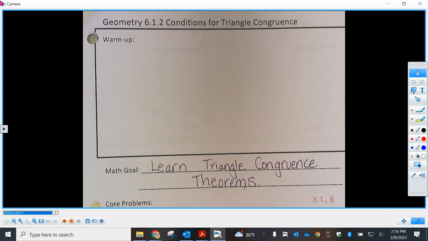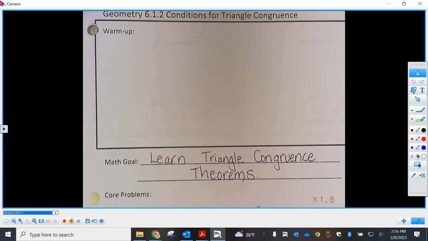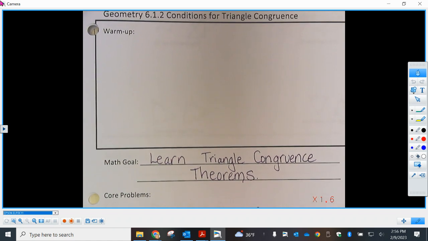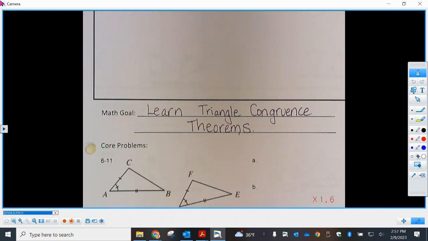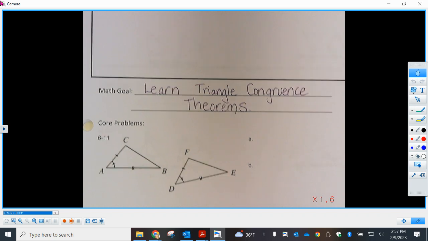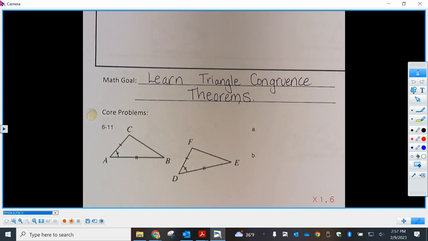Today we're on 6.12, conditions for triangle congruence. If you don't have this packet, you can just write this in your notebook. We're going to look at a core problem, and then we're going to fill out some other notes. Our math goal is to learn triangle congruence theorems.